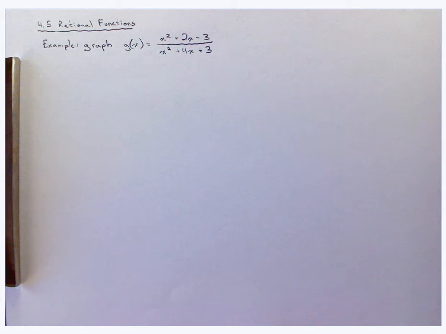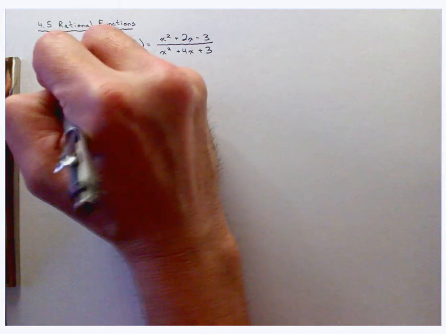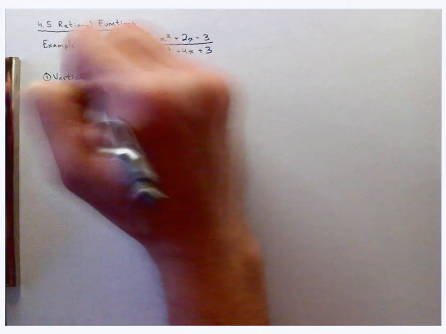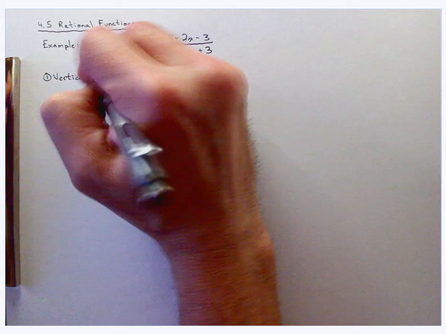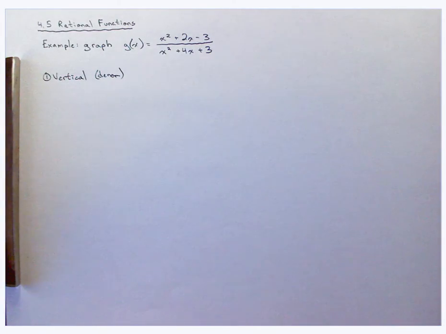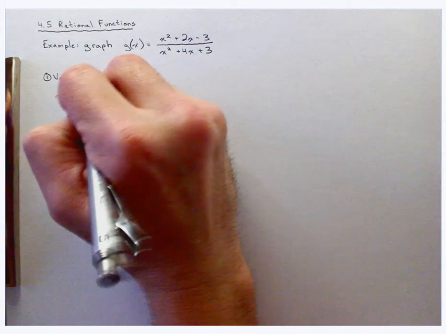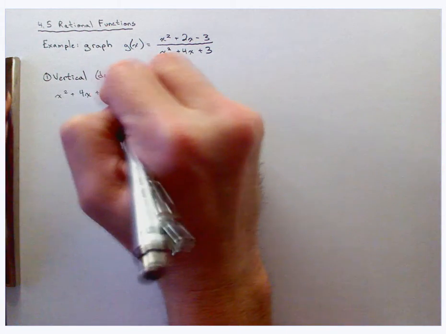And then we're going to take our information and validate it by looking at a graph of it on Desmos. So first thing that I would do is I would find my vertical asymptotes. And for that I use the denominator. And all that means is that I'm going to find the zeros of the denominator. So with that I say x squared plus 4x plus 3 equals 0.